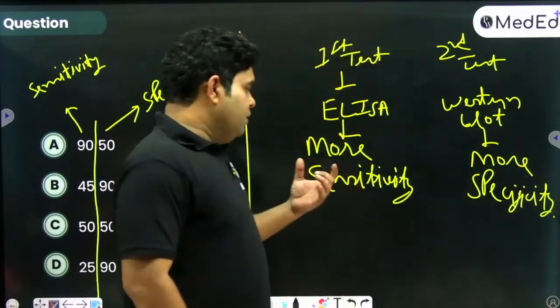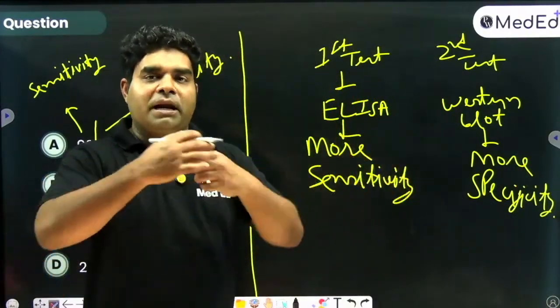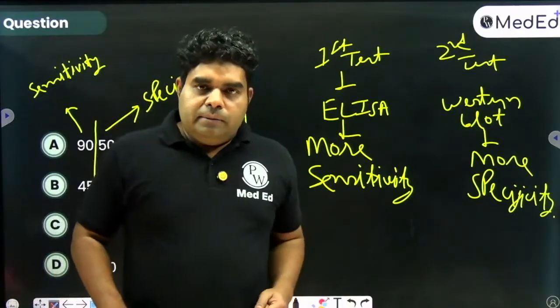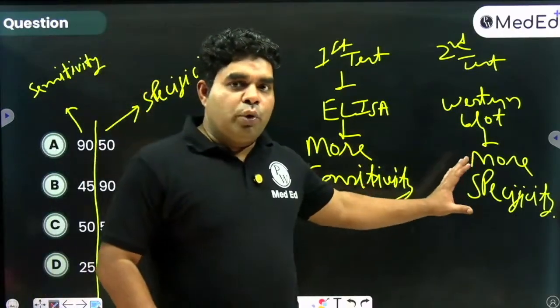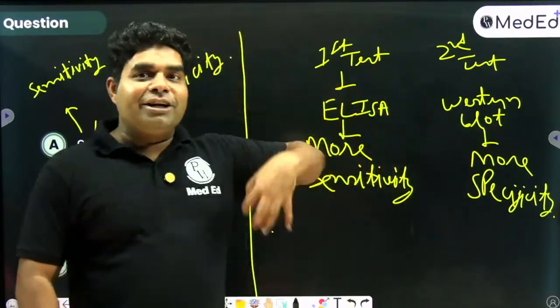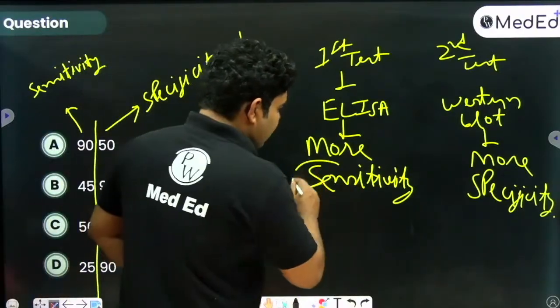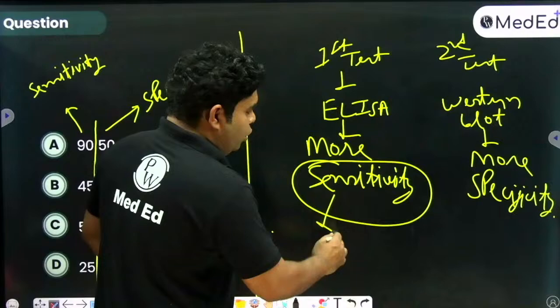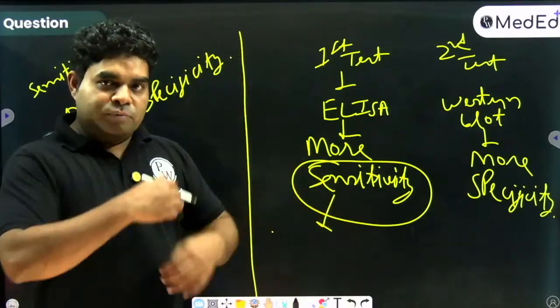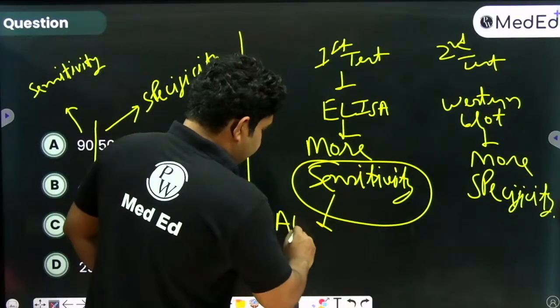So first we try to include more people, and then we try to exclude those people who are wrongly included. देखो सेंसिटिविटी का मतलब होता है कि आपने कितने लोगों को पकड़ा, इंक्लूड किया, एबिलिटी टू इंक्लूड.